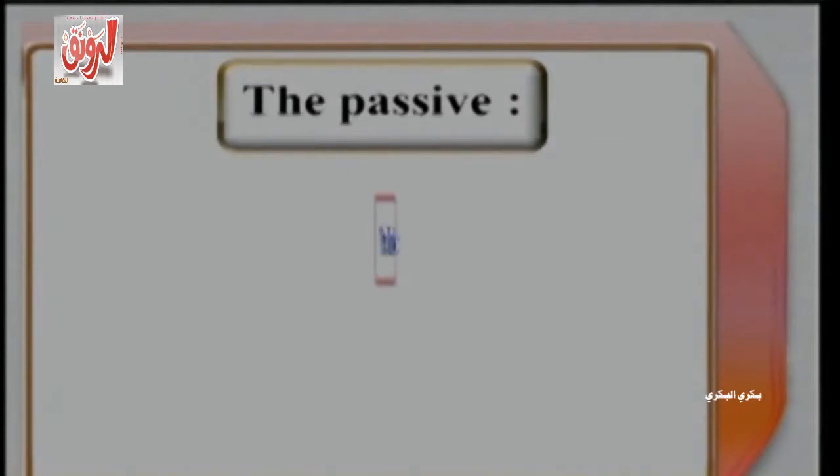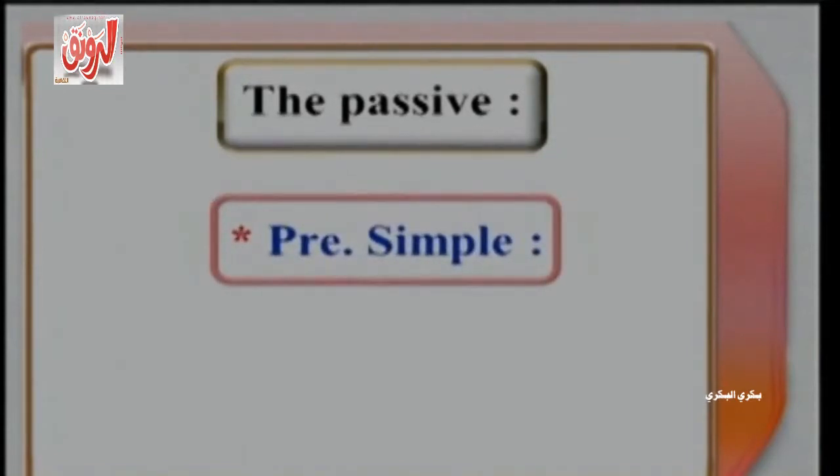What about the passive? To tell you about the passive, you must remember the active. The active sentence means a sentence that contains a subject, a verb, and an object. For example, Ali plays football. Ali is the subject, plays is the verb, football is the object.